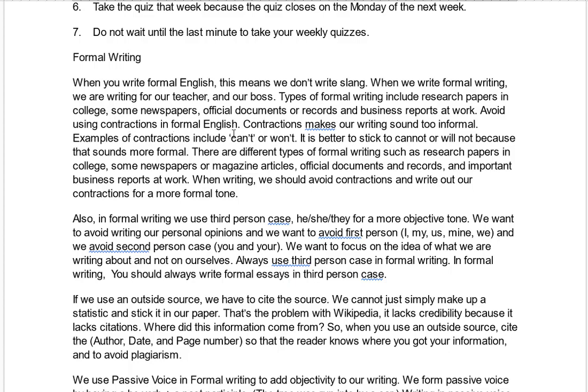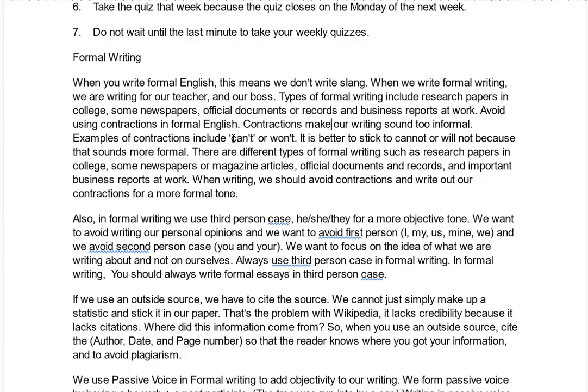Avoid using contractions in formal English. Contractions make our writing sound too informal. Examples of contractions include can't or won't. It is better to stick to cannot or will not because that sounds more formal. So basically, instead of writing can't, you write cannot.